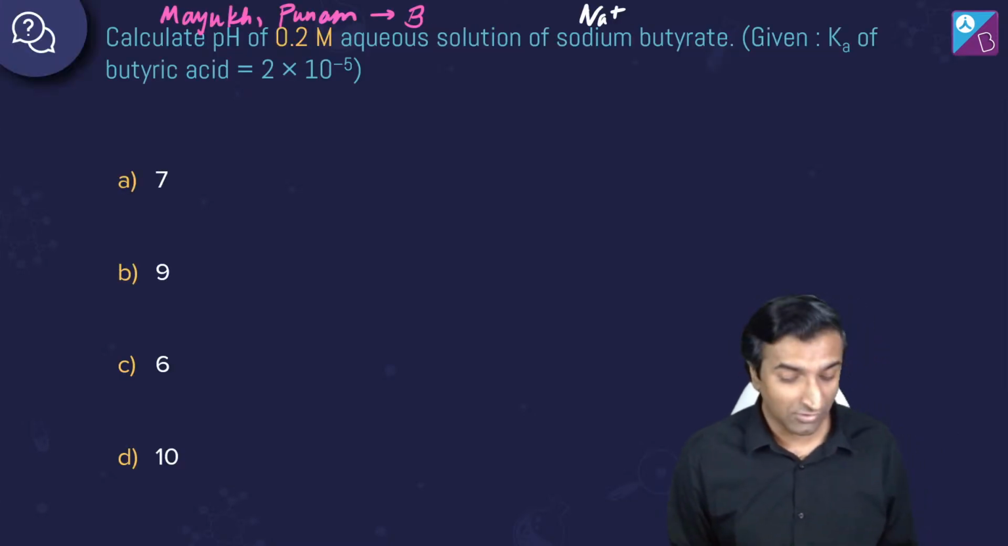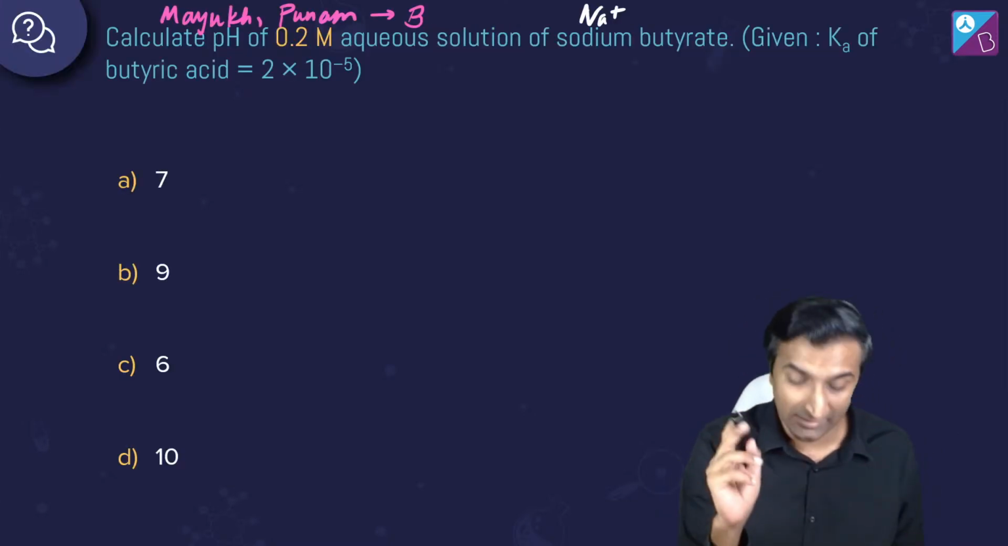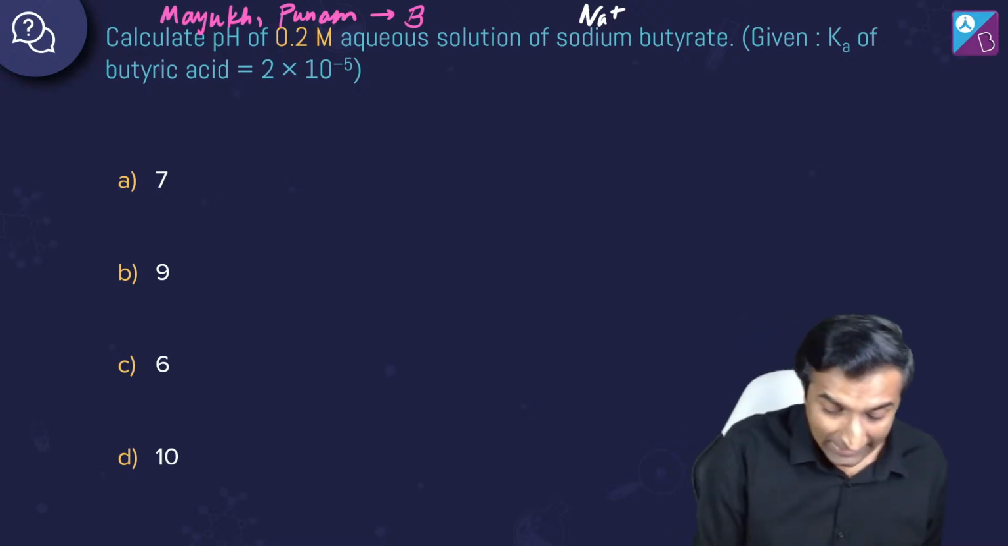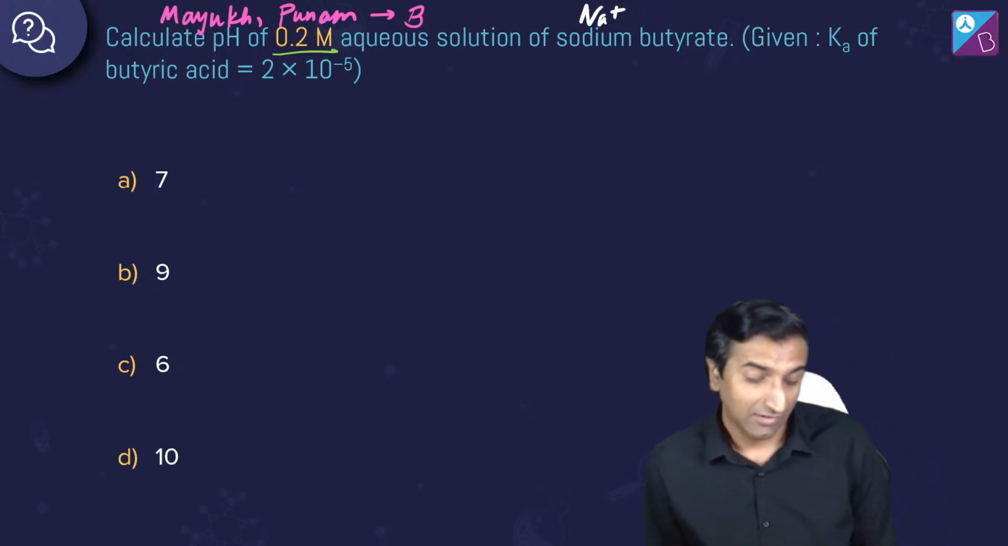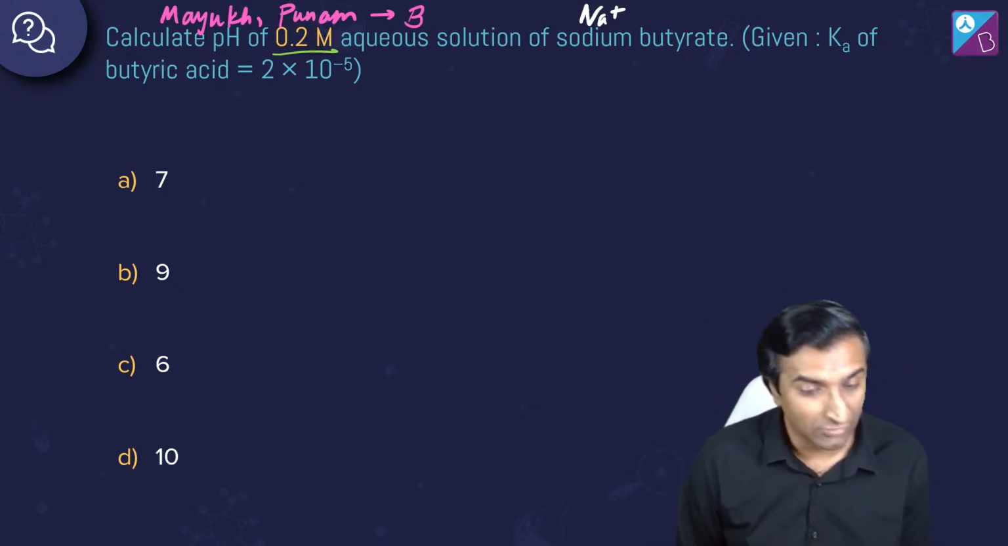Homework questions. What is the first homework question? Mayuk and Poonam both think that the answer was option B. We'll go over this one. Calculate the pH of 0.2 molar aqueous solution of sodium butyrate. Given Ka of butyric acid is 2 into 10 power minus 5.